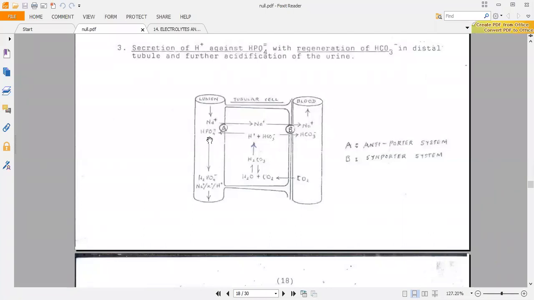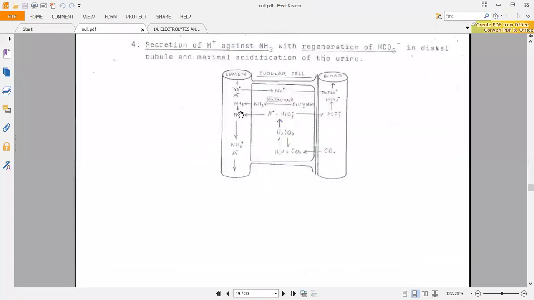So you can either use a phosphate group to accept this secreted H plus, or you can also use ammonia. Ammonia also does the same work. It's the same thing, just that in this case we use ammonia. And someone will ask, where is the ammonia coming from? The ammonium is coming from the amino acid glutamine. Then we are going to use the ammonia to accept the H plus. We will come back again and finish the last part.